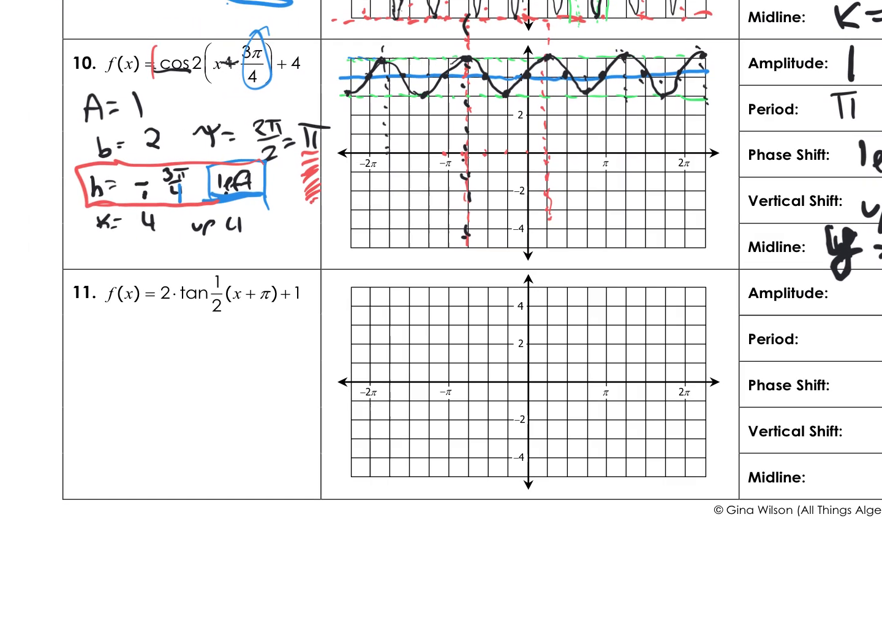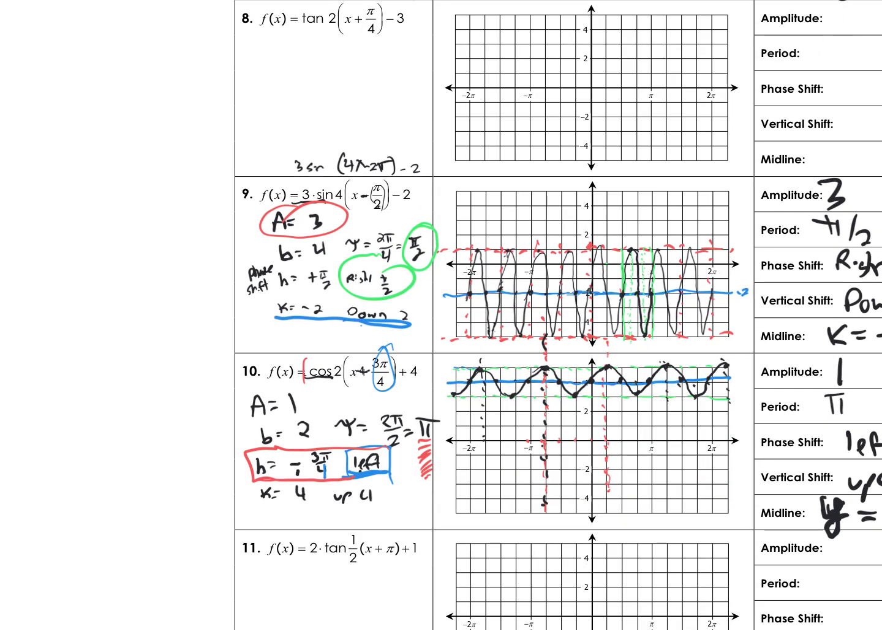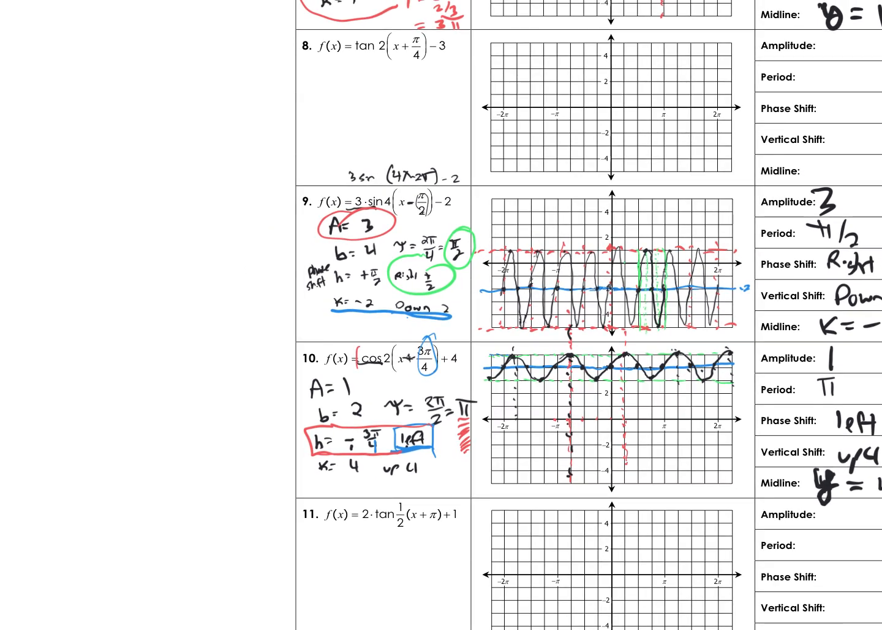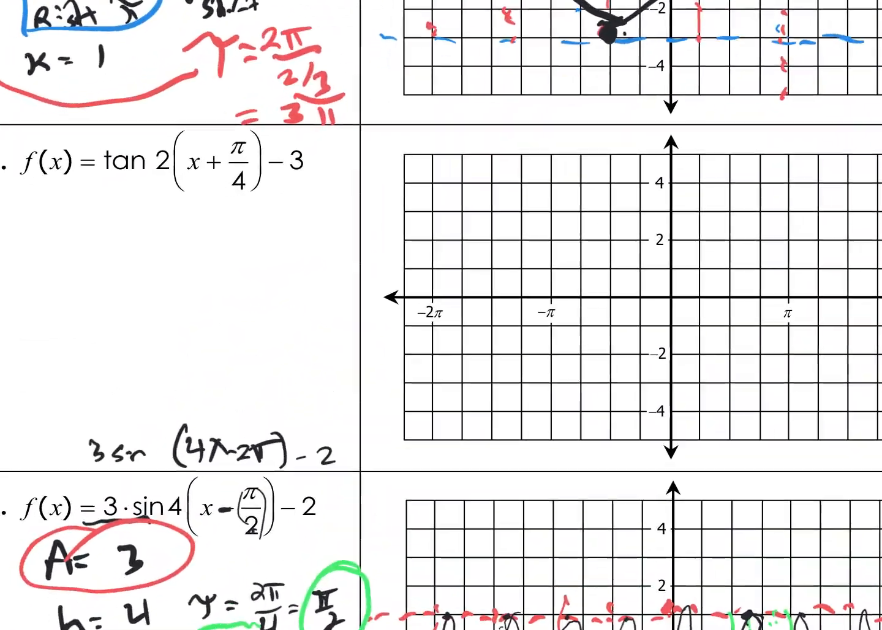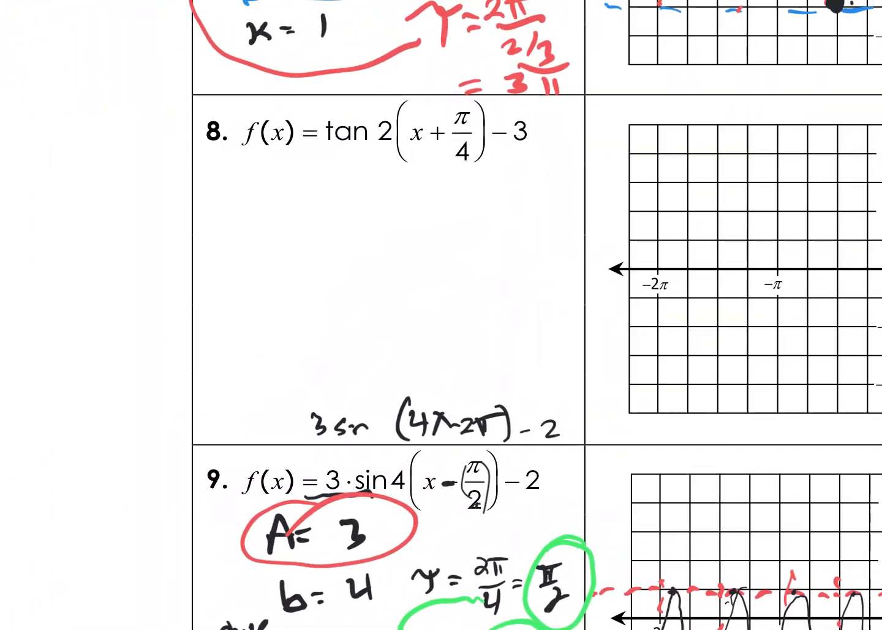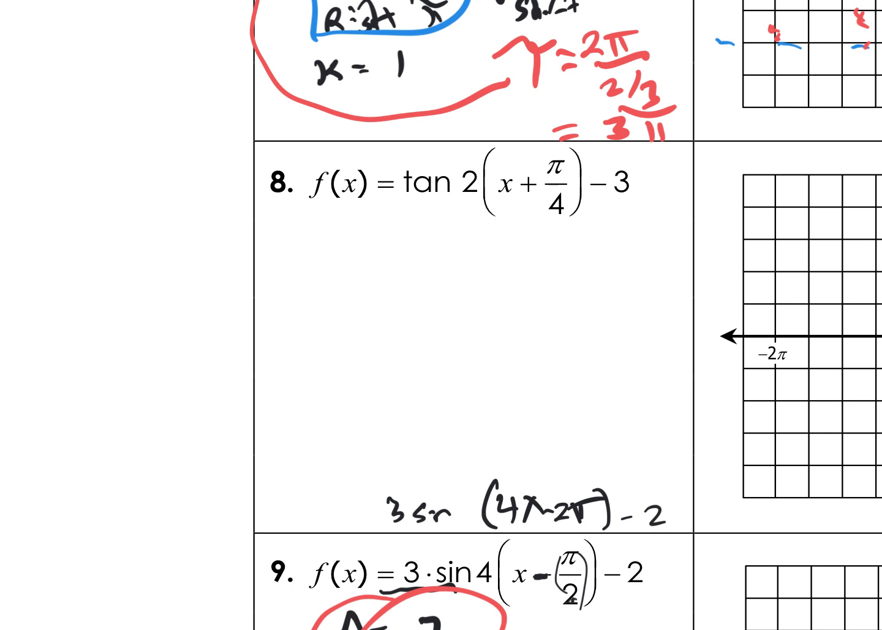All right, so the last one's a tangent. So there's 2 tangents we haven't done on this side and 1 on the other side. All right, what's happening here? What's different about number 8? Yeah, it has a B. What's my amplitude? My amplitude is 2? None. What's my B?